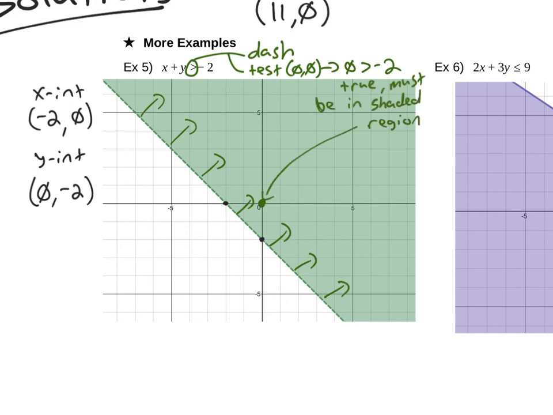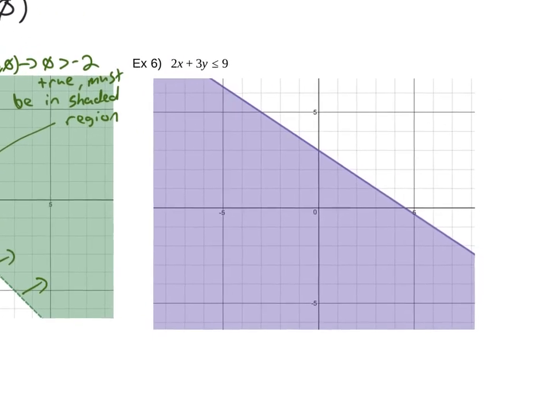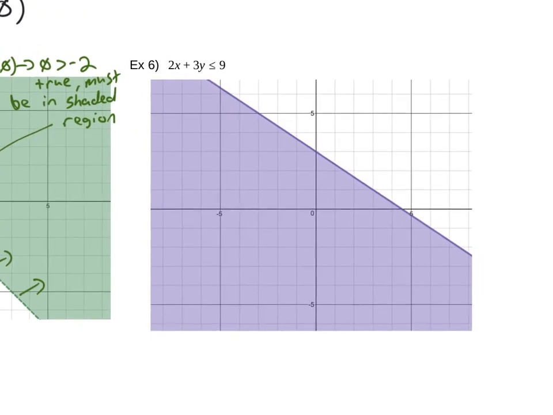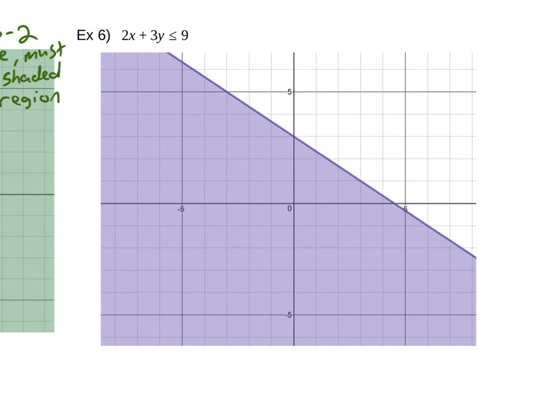For the last example over there, example number 6, this is not going to be so easy for intercepts because 3 will go into 9, but the 2 won't divide in evenly. So we are stuck doing the slope-intercept method, which always works, so don't think it's a bad way. Okay, so we're going to subtract 2x first from both sides. So that would be now 3y less than or equal to -2x plus 9.